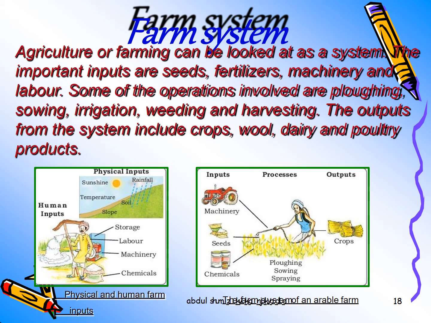The next topic which is there in the book is the farm system. Now, what is the farm system? Agriculture or farming can be looked at as a system. The important inputs are seeds, fertilizers, machinery, and labor. Some of the operations involved are plowing, sowing, irrigation, weeding, etc. The outputs from the system include crops, wool, dairy and poultry. So the input is seed, fertilizers, and then we do plowing, sowing, harvesting, and the output is crops, wool, and so on.